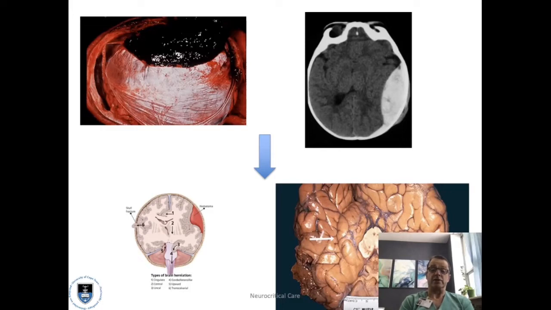And this can continue to a foramen magnum herniation if the pressure is high enough, and then you get compression of the respiratory and cardiovascular centers in the brainstem and death. So the raised pressure can lead to herniation, transtentorial or through the foramen magnum, and death.